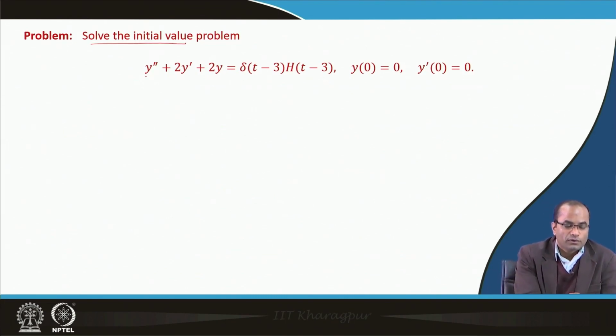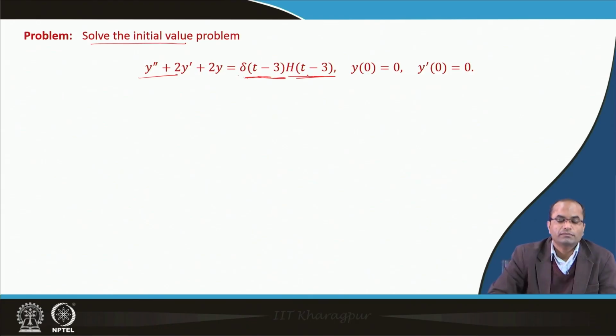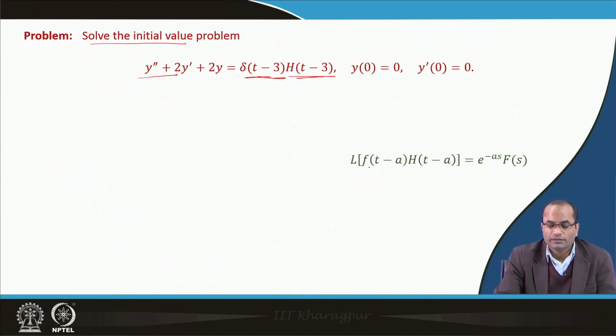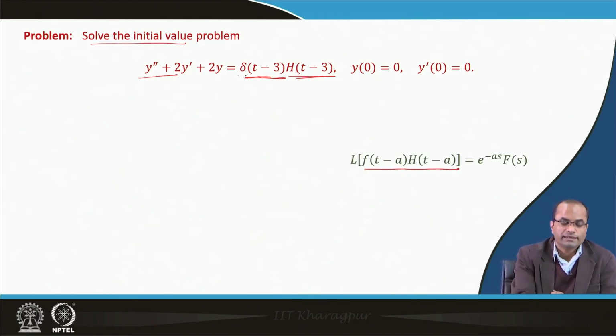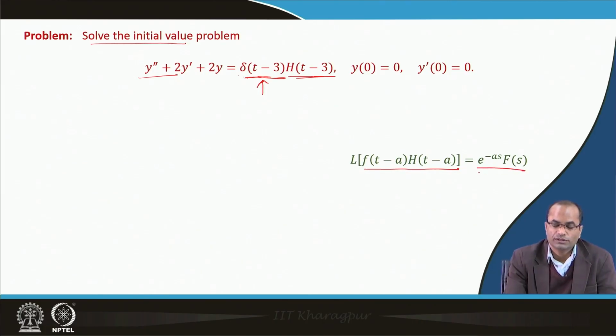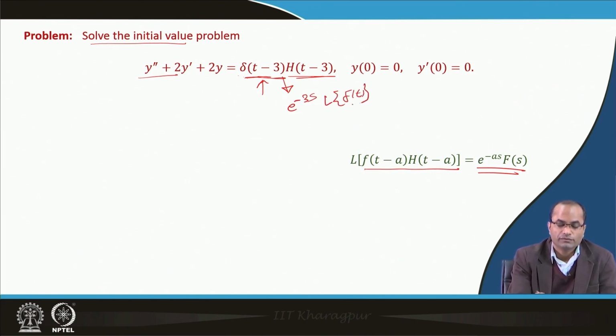Solve the initial value problem. So, we have here again the delta term, delta t minus 3, and h t minus 3. Here also, while taking the Laplace transform, we can use the shifting theorem: f(t minus a) h(t minus a) is equal to e power minus a s F(s). So, the right hand side here after taking the Laplace transform will have e power minus 3 s and the Laplace transform of delta t, which is 1.